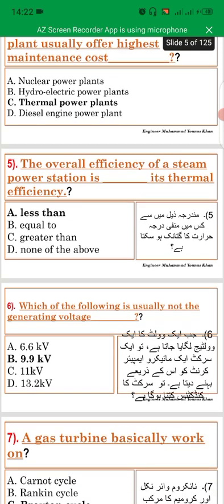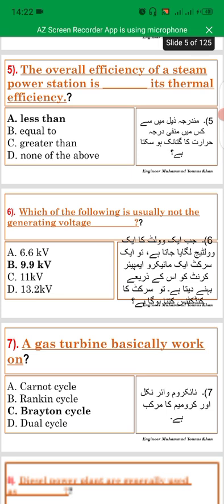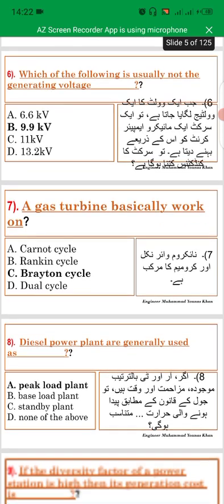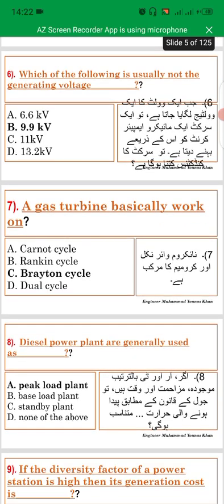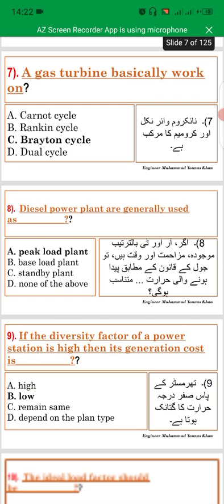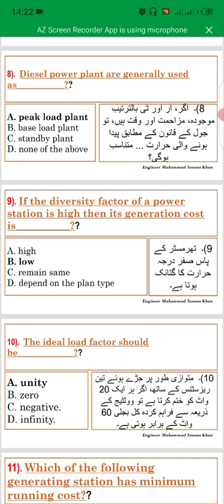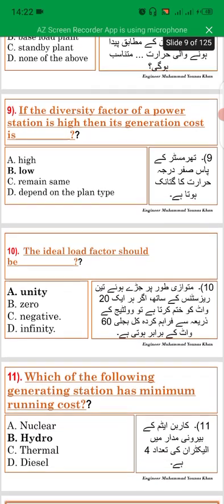Thermal power plants. The overall efficiency of a steam power station is less than its thermal efficiency. Which of the following is usually not the generating voltage? 9.9 kV. A gas turbine basically works on Brayton cycle. Diesel power plants are generally used as peak load plant.